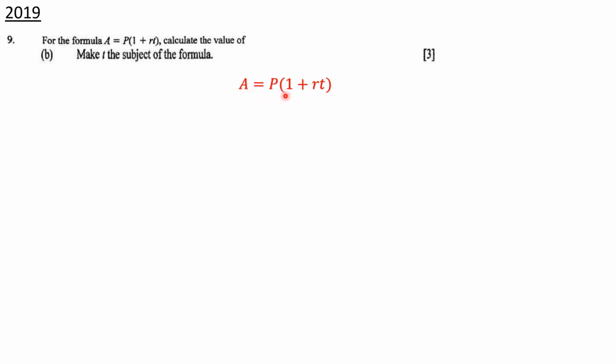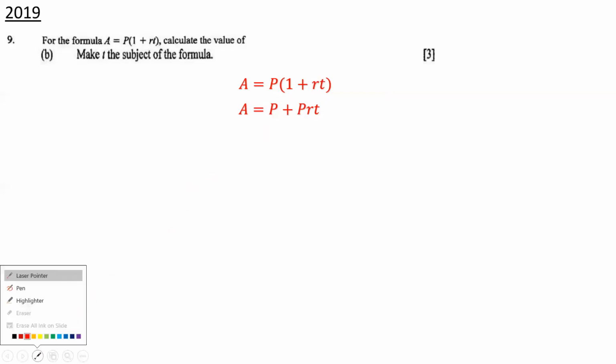So what we're going to do is rearrange this equation. The first thing we need to do is multiply P by 1, and multiply P by RT. So we need to distribute. When we distribute, we have P multiplied by 1, which gives us P, and P multiplied by RT, which gives us PRT. So let me revise that: we multiplied P by 1 to get P, and we multiplied P by RT to get PRT.